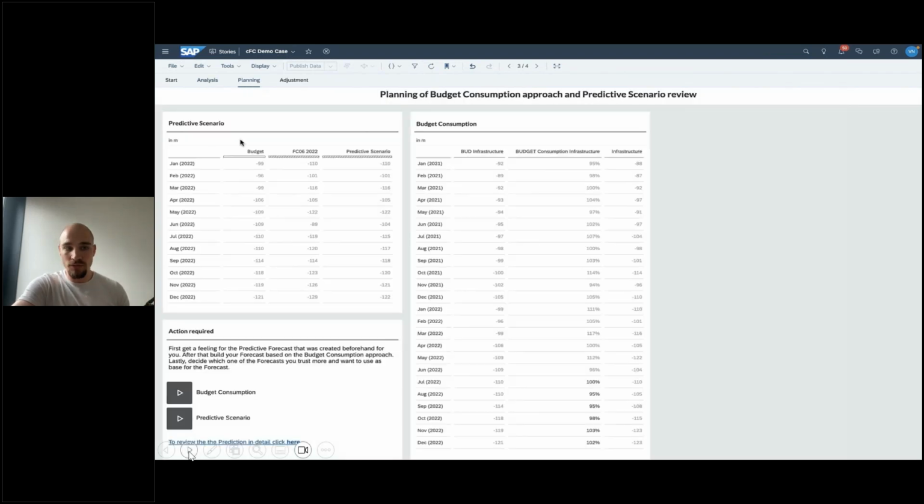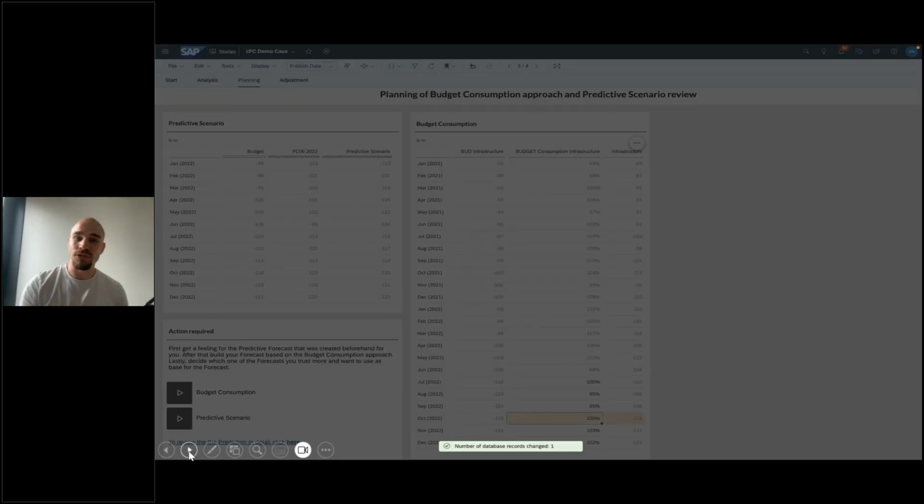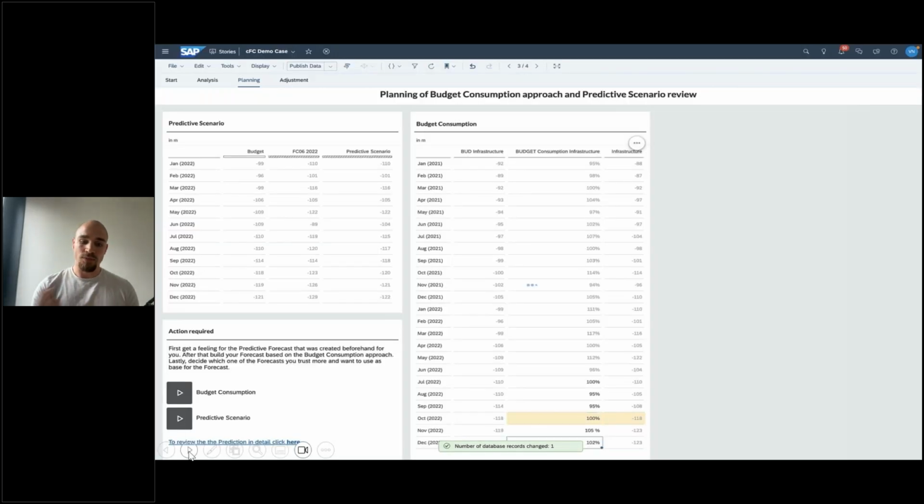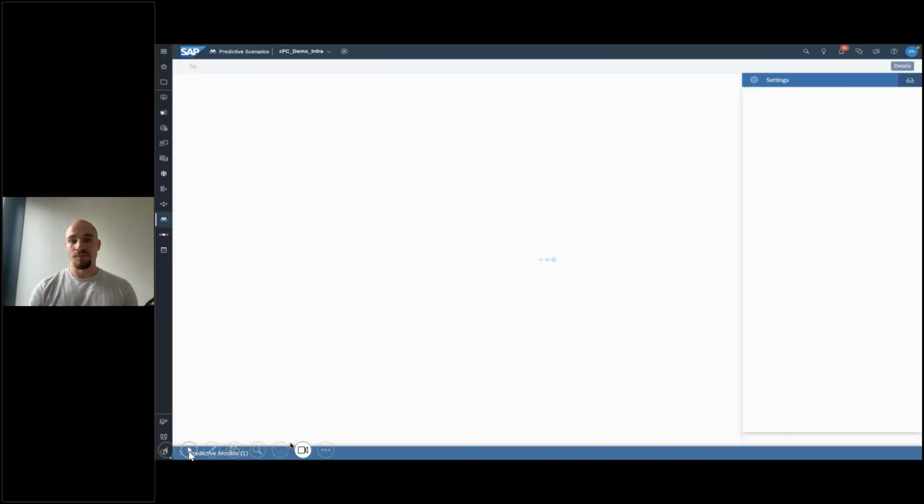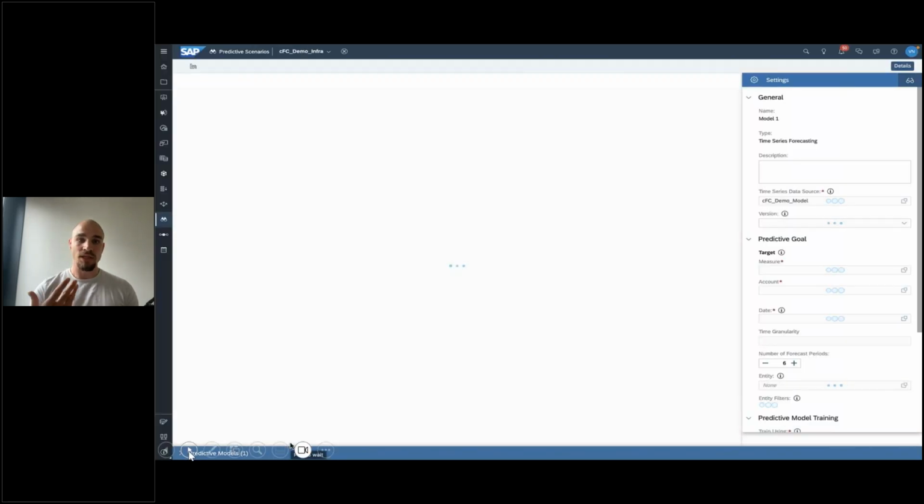And the first thing you might note is, yes, there is a predictive scenario, but we also offer the option to the end users to plan the old-fashioned way. So we would change budget consumption. How much budget do we consume by this month? We enter the numbers. And now the end user can choose. Do I choose the prediction or do I choose budget consumption? Very important here is that the end user is taken along for the ride.